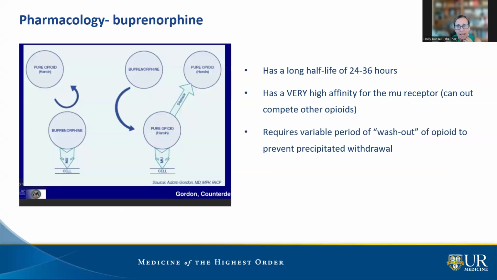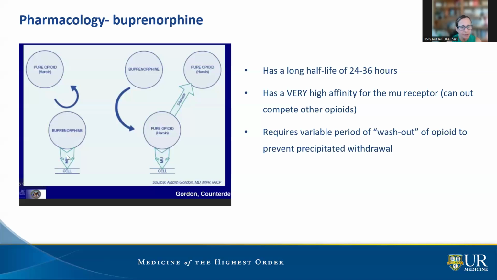Buprenorphine has a very long half-life of 24 to 36 hours. It has a very high affinity for the mu opioid receptor, so it will outcompete other opioids, and that's very important in terms of how and when to start buprenorphine. It requires a variable period of washout of other opioids to prevent a precipitated withdrawal, and we're going to talk about that in more detail.